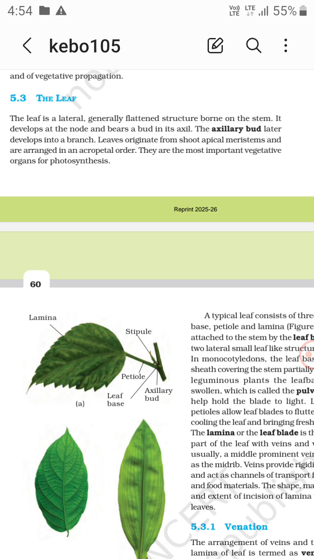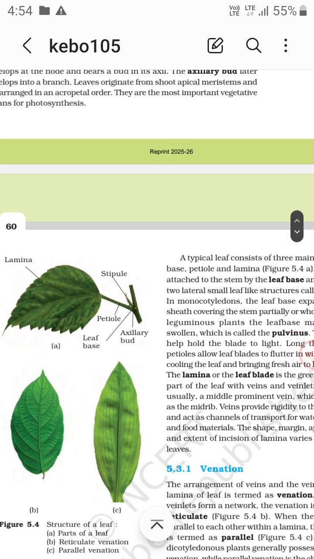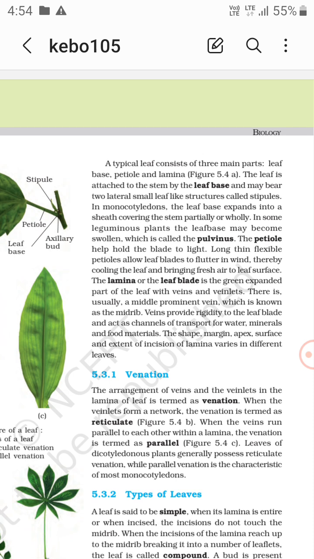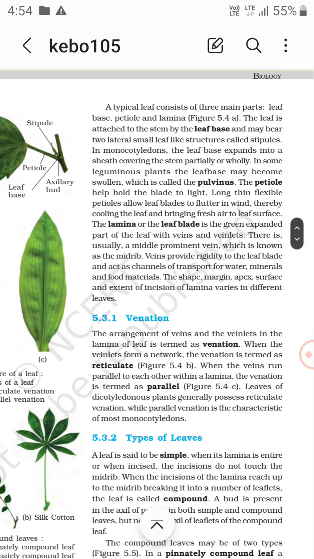Now the leaves originate from shoot apical meristems. They are arranged in acropetal order. Okay, so the most important vegetative organ for photosynthesis is the leaf. Three main parts of a typical leaf: leaf base, petiole, and lamina. The leaf base may bear two lateral small leaf-like structures, stipules.